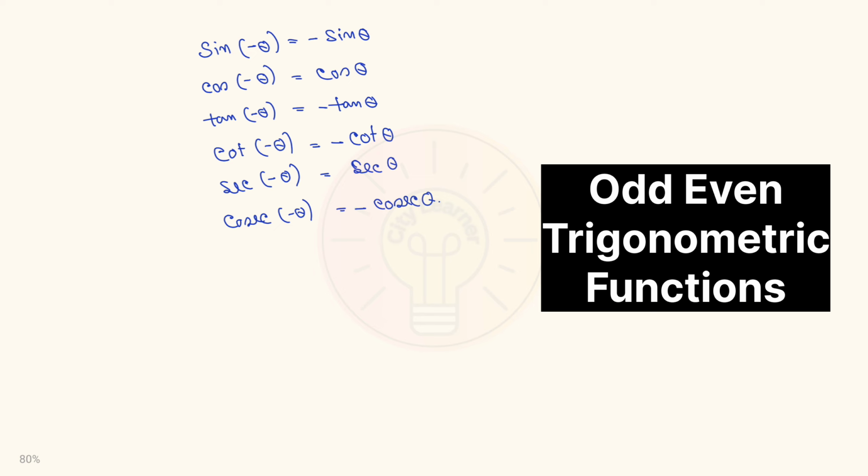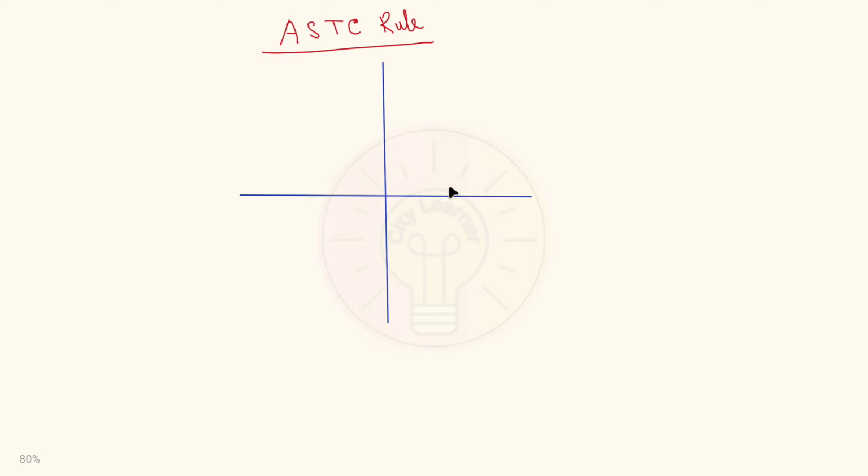So now we learn about the ASTC rule. What is the ASTC rule? From the ASTC rule we can find out in which quadrant which trigonometric functions are positive and which are negative. So 0 to 90 is the first quadrant, 90 to 180 the second quadrant, 180 to 270 degrees the third quadrant, and 270 to 360 degrees the fourth quadrant.